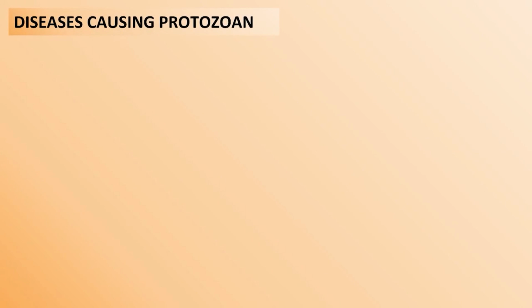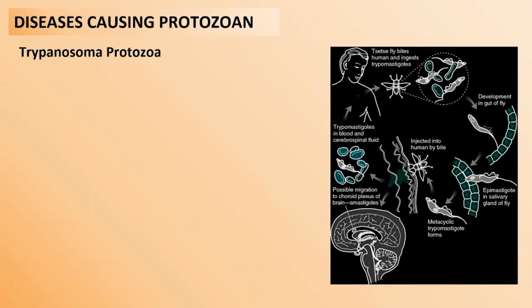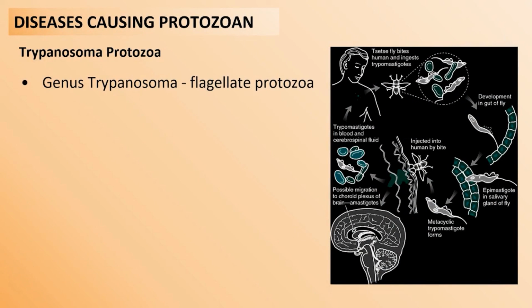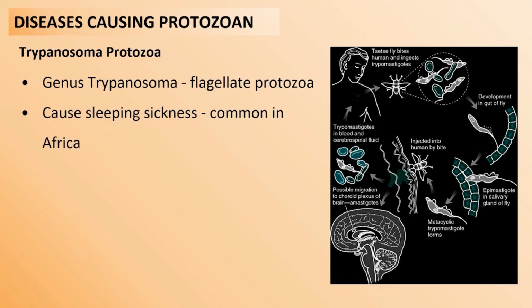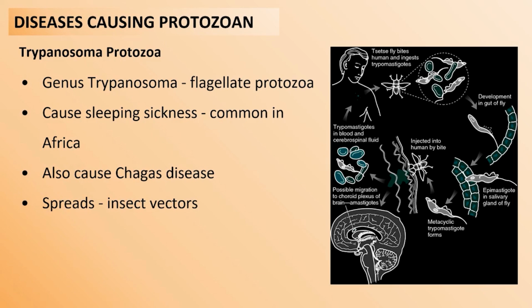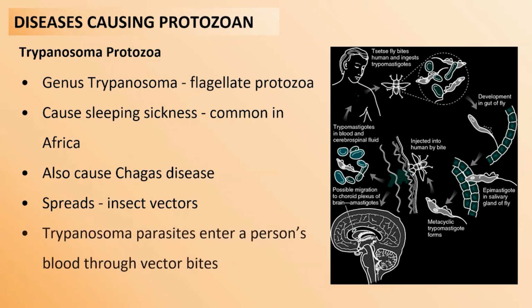Disease-causing characters in Paramecium. Trypanosoma protozoa. Members of the genus Trypanosoma are flagellate protozoa that cause sleeping sickness, which is common in Africa. They also cause Chagas disease, which is common in South America. The parasites are spread by insect vectors. Trypanosoma parasites enter a person's blood when the vector bites. Then they spread to other tissues and organs. The diseases may be fatal without medical treatment.